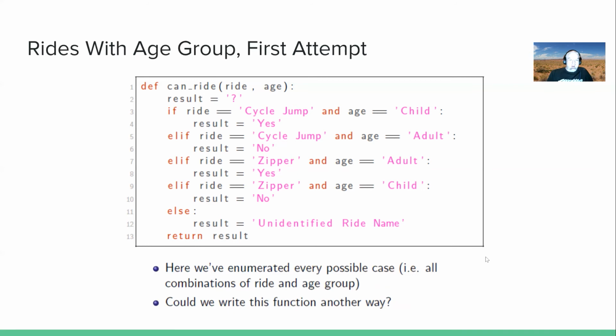Okay, so here essentially we've enumerated every possible case, right? We basically did every possible combination of ride and age, which is fine. But is there a simpler, neater, cleaner way of writing all of this, right? Instead of doing every possible combination, you can imagine if you have like 5 rides and 3 different ages, you start to have a lot of code, and that's obviously not super efficient and not super clean.